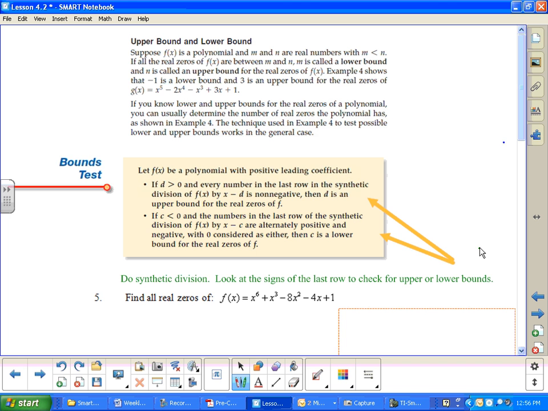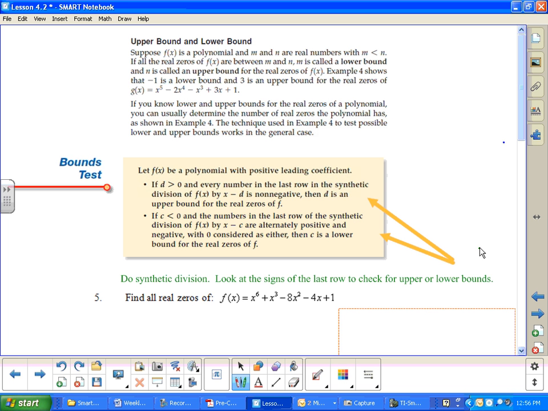So if we know lower and upper bounds for the real zeros of a polynomial, you can usually determine the number of real zeros the polynomial actually has. So the one we just did, how many real zeros did it have? Well, it only had 2 of them. There was representation of 3 because at 1, it looked like a quadratic there. But how did we know that there wasn't 2 others? Until we did the synthetic division, we didn't. The other 2 of them would be non-real zeros, which if we got into it, we could find that they were plus or minus 1i. But we're not doing that at this point in time.